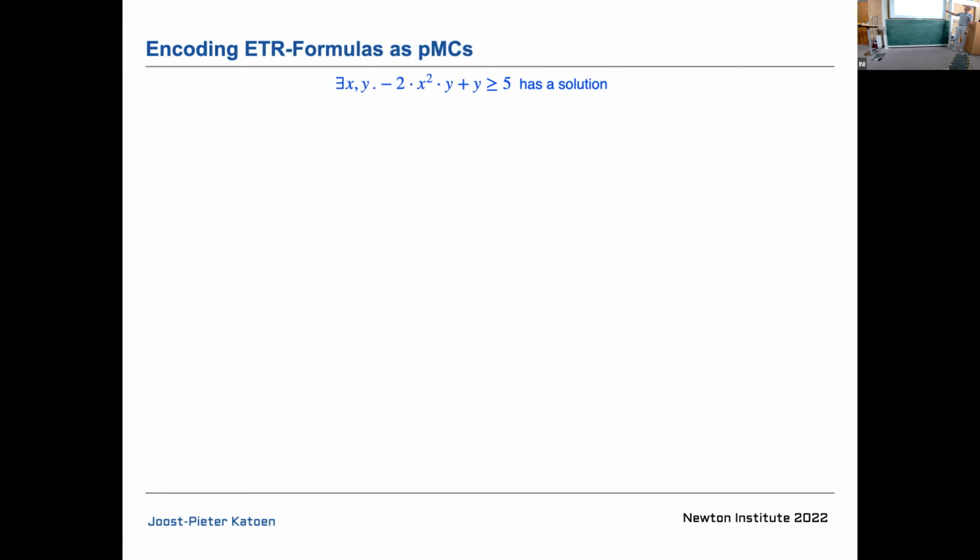There exists an x such that this formula is at least 5 has a solution. That's the question that is typically an ETR kind of formula. Now you can massage the formula a bit, and believe me, this is a correct transformation. So this has a solution if and only if that has a solution.